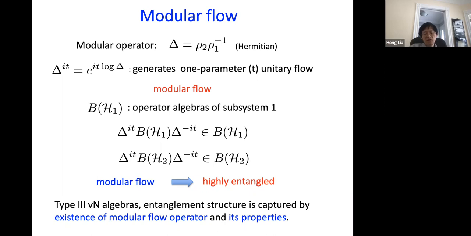I think this kind of algebraic language is very natural for string field theory. There, you cannot really talk about some geometric region or subregion. But you can use BV to quantize your theory, and then there's a very natural notion of operator algebras. I see.